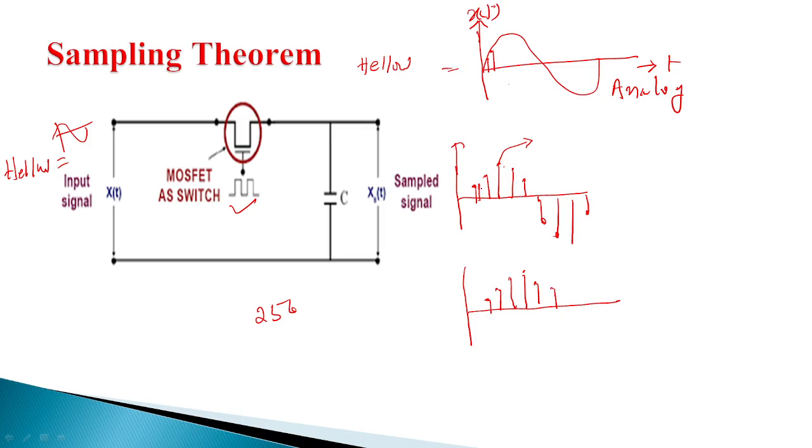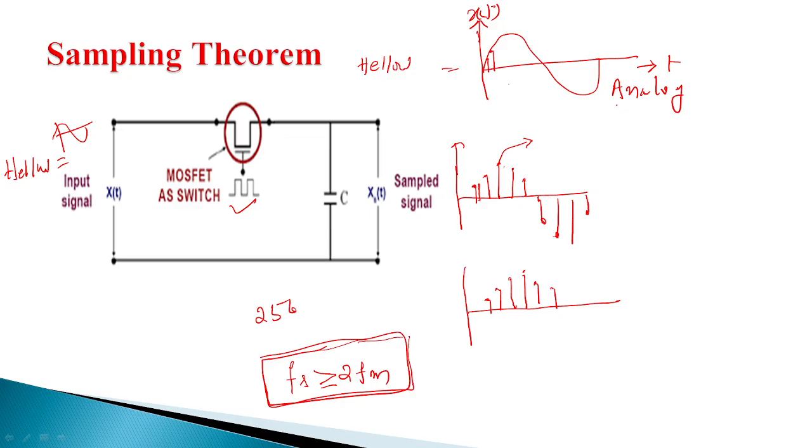But the sampling rate should satisfy a condition: the sampling rate Fs should be greater than or equal to 2 FM. Then only can we get the exact signal. After demodulation, you may get the exact analog or required signal. If it is not sampled properly, if it is not greater than or equal to 2 FM, you may not get the exact signal.